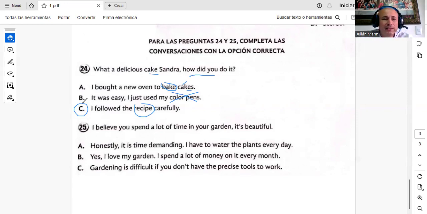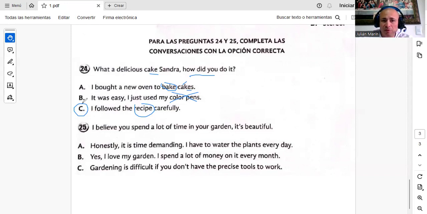Now, let's check number 25. It is a statement. It says, I believe you spend a lot of time in your garden. It's beautiful. Let's see the options. According to the statement, let's see the options. A, honestly, it is time demanding. I have to water the plants every day.